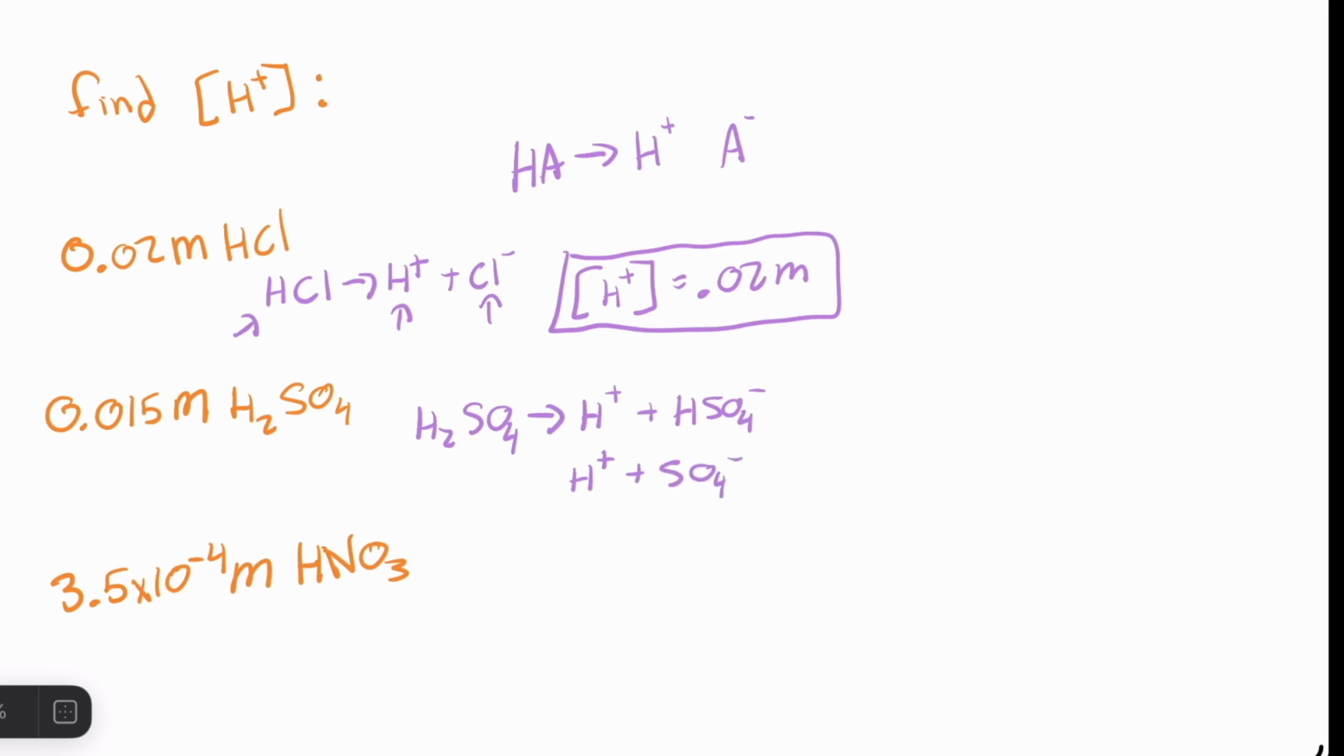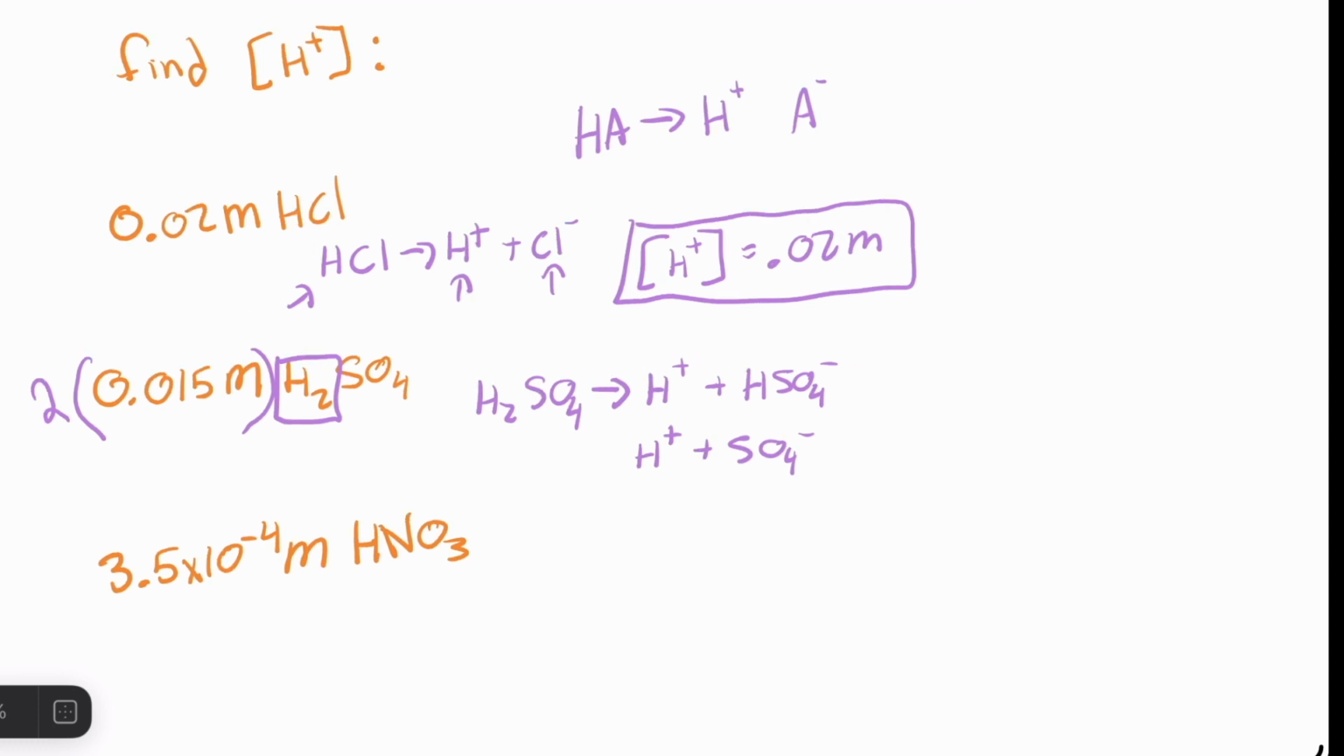So even though this is a strong acid and 100% dissociation will occur, it has to occur in two steps since we have two hydrogens. If we have 0.015 molar of our sulfuric acid, when we break it down, we're going to have two hydrogen ions per one sulfuric acid. So our concentration will need to be multiplied by 2 to account for both of those hydrogens. So our H plus concentration will be 0.03 molar, double of the sulfuric acid.